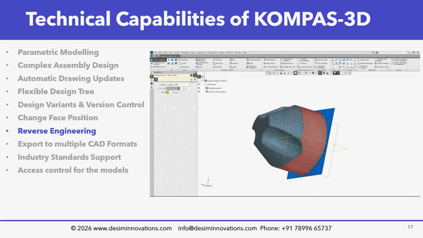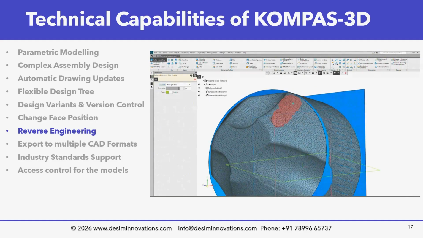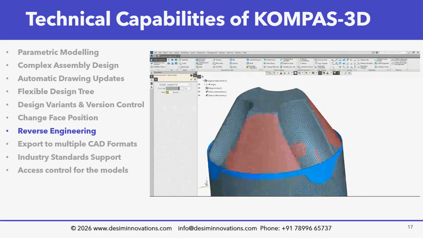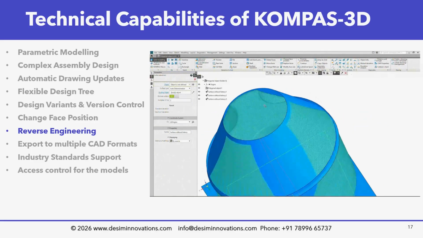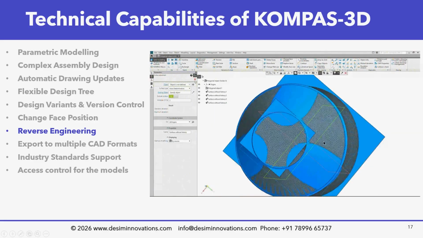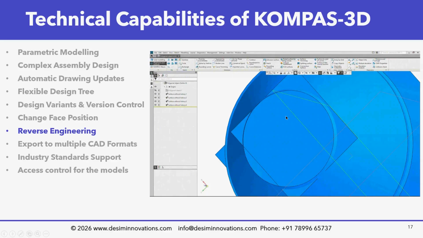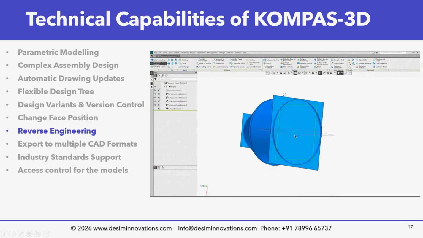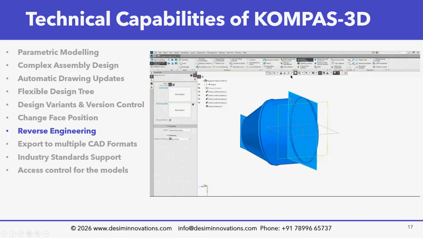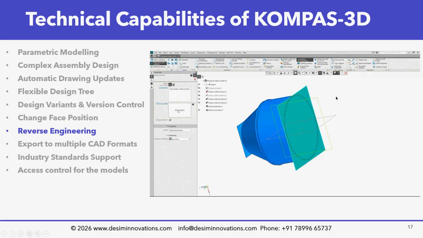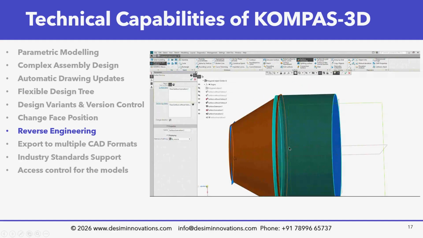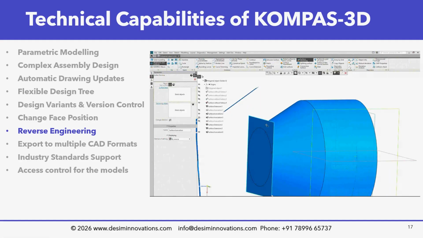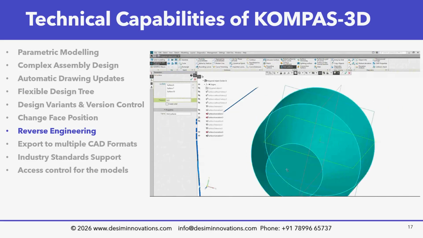You just have to select the mesh faces, and it will automatically detect the shape of that selected face, whether it's a plane, a circular shape, or a cone. It will automatically detect and create surfaces, and you can use surface features like surface trimming and surface extrusion to trim and make it a solid model. So it's a main feature which is powerfully working in Kompas 3D.